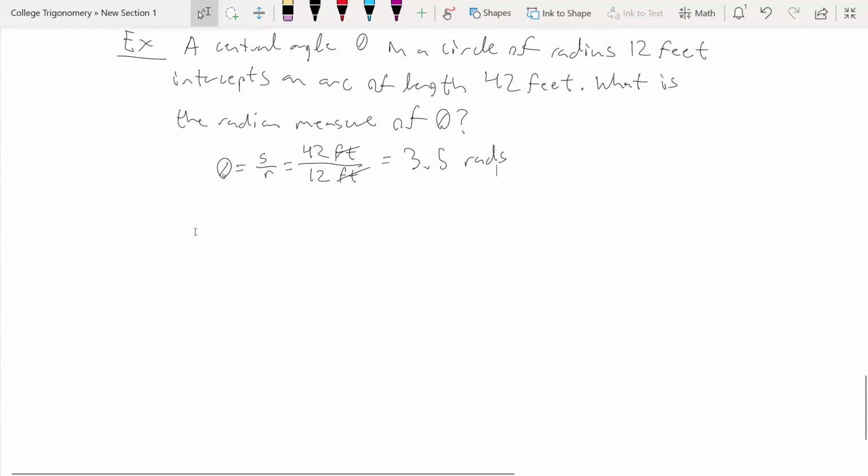Okay, so good. Now we've talked about degrees, we've talked about radians, but there's of course a relationship between degrees and radians, which is going to be our next subheading here. Relationship between degrees and radians.